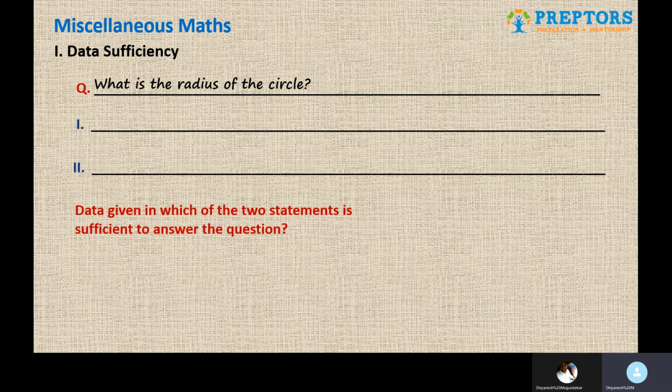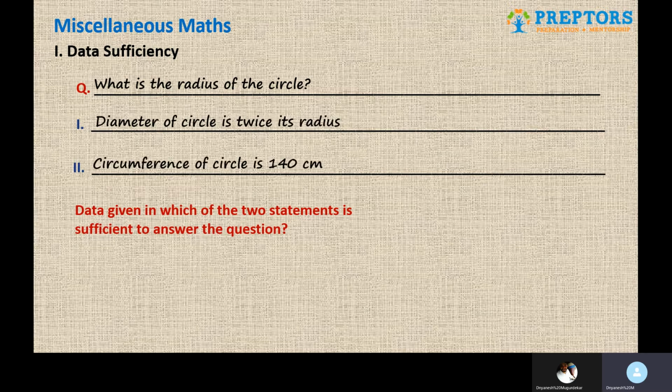The question is, what is the radius of the circle? It is followed by two statements. The first statement is: diameter of the circle is twice the radius. The second statement is: circumference of the circle is 140 centimeters. Now, how do we operate?